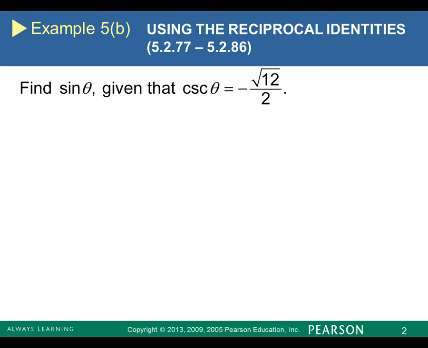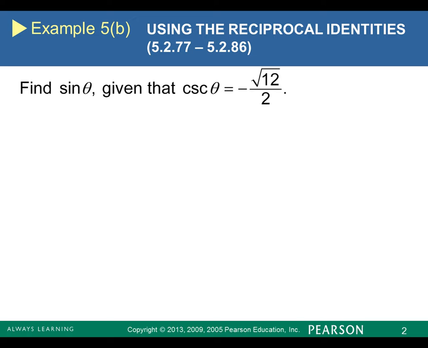So we've talked about using the reciprocals. Here I labeled, if you look at the textbook or if you look on your homework, these problems would be in conjunction with the group of problems that are 5.277 through 86. Okay, so it kind of helps to see what those are all about.